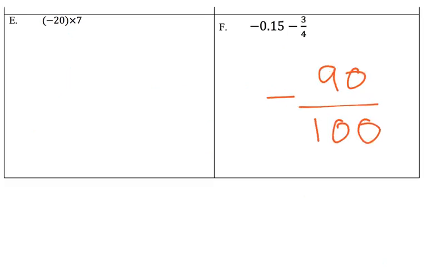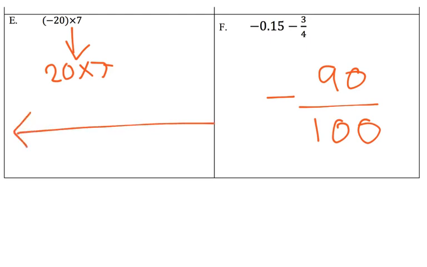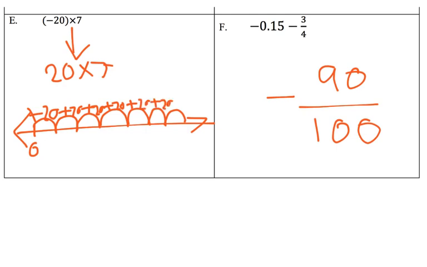For this problem, we're also going to rewrite it. Then we're going to do 20 times 7. And then we're going to show that on an open number line by adding 20 seven times, starting at 0. 160 divided by and 0.